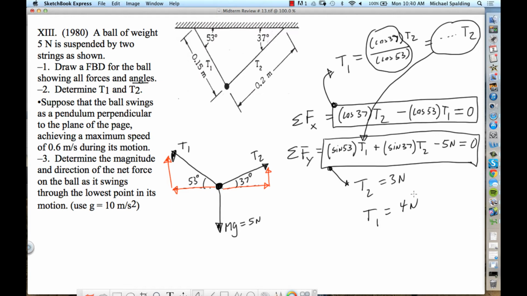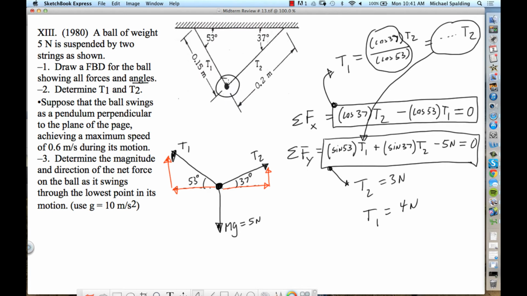Suppose that the ball swings as a pendulum perpendicular to the plane of the page. So what does that mean? It means when the ball's right here, it's coming straight out of the paper into your face, right? It's swinging like a pendulum attached to these two ropes, and achieving a maximum speed of 0.6 meters per second. Where's the maximum speed going to be? At the highest point or the lowest point? At the lowest point.